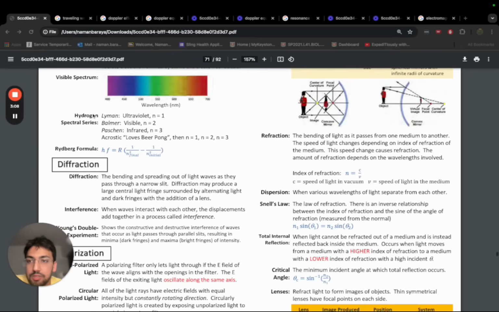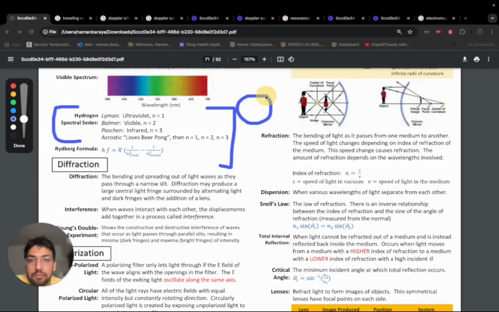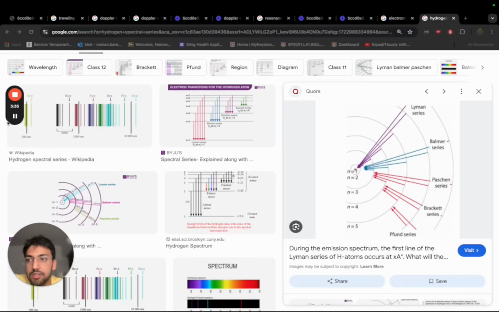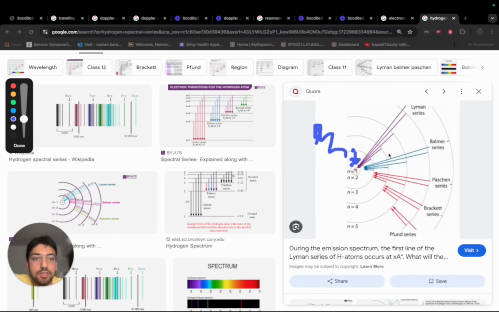Okay, the next concept is hydrogen spectral series. If you remember in the chemistry lesson, there's this hydrogen atom, and then around it there are electrons, and based on where the electron comes back to, let me show you an example. Okay, this is a good example. Basically, when an electron goes from a higher orbit to a lower orbit, it's releasing energy. And so that energy comes off as light. And that's light sometimes that we can see.